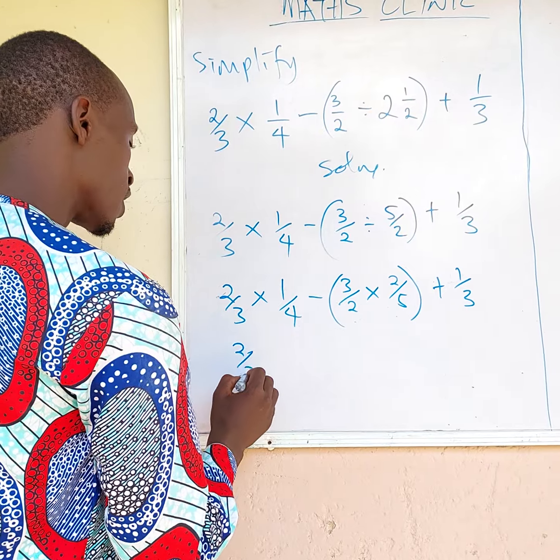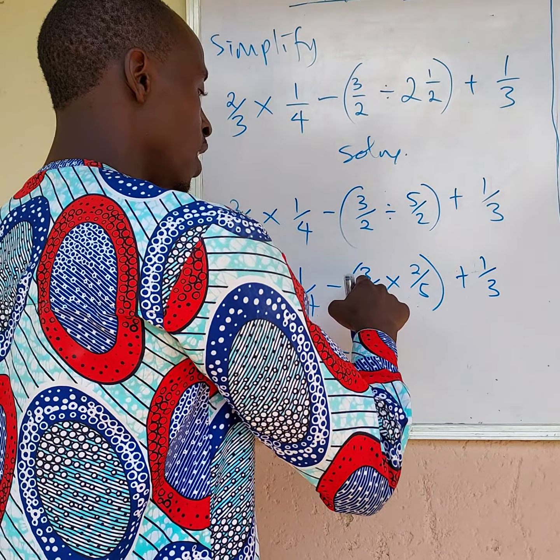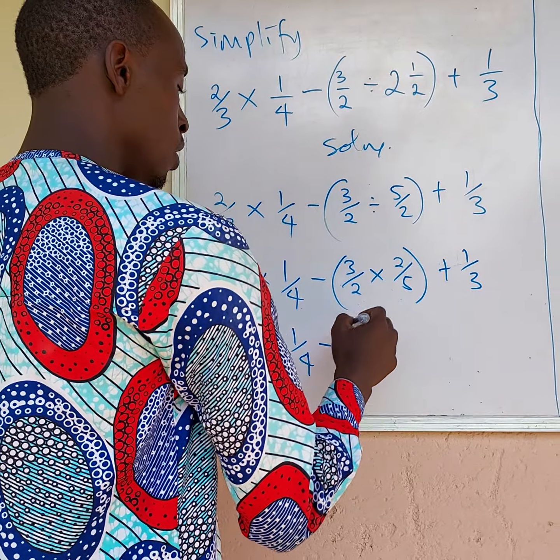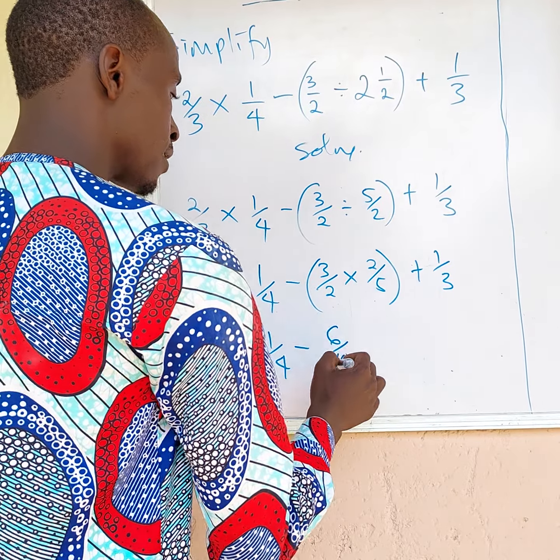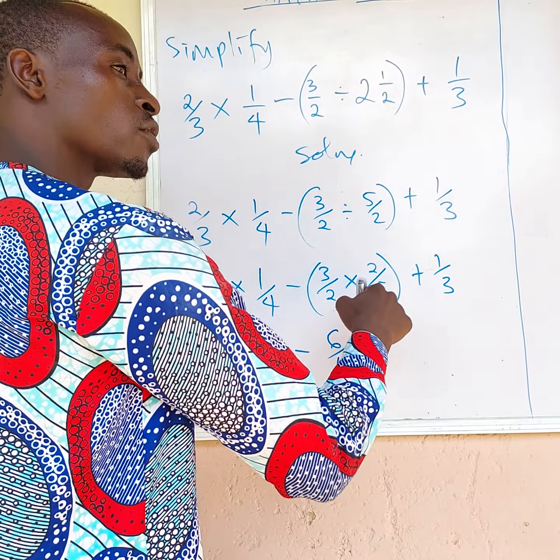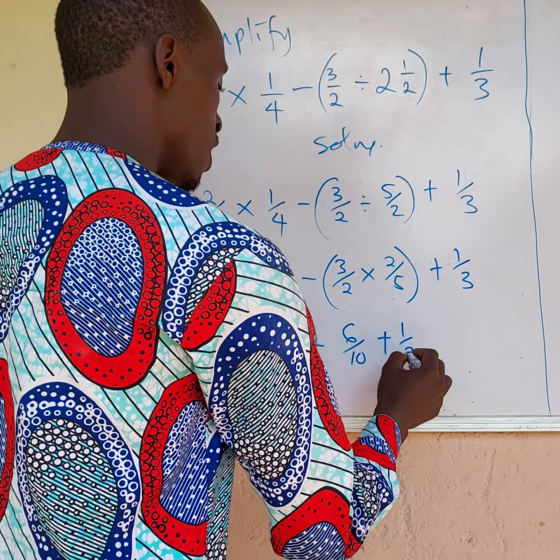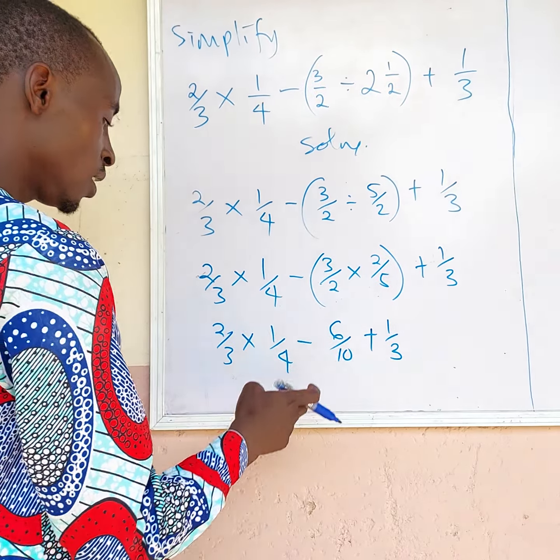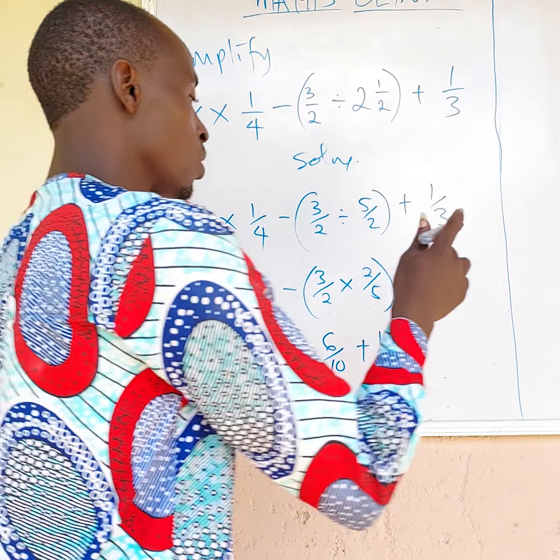You now have 2 all over 3 times 1 all over 4 minus, what do you do here? 3 times 2, 6. 2 times 5, 10. Multiplication, remember multiplication of fractions is direct multiplication, plus 1 all over 3. I think we can reduce this 6 all over 10 that we got. Let's go to the next place.